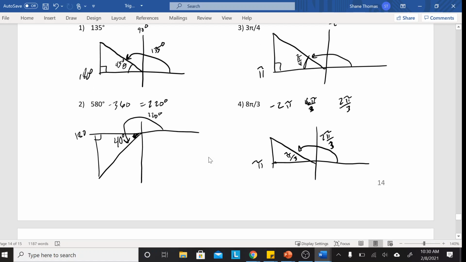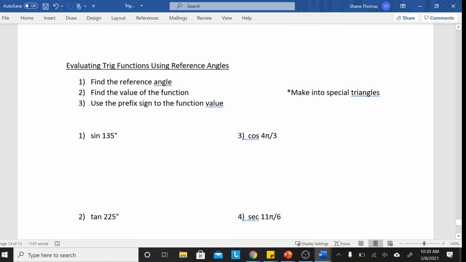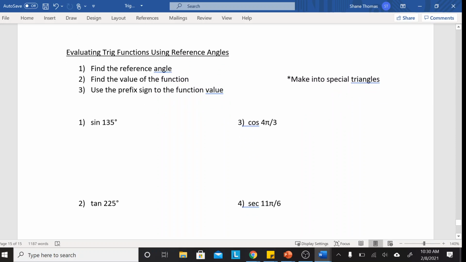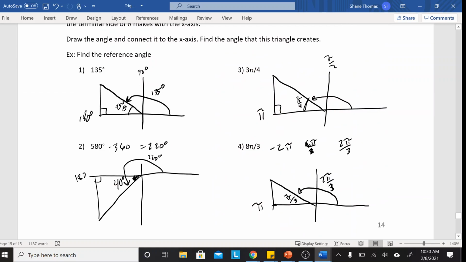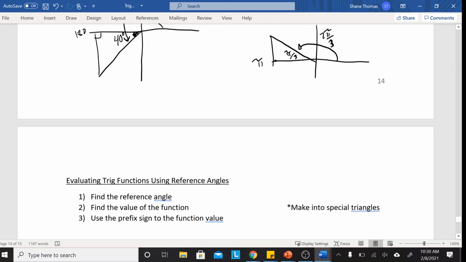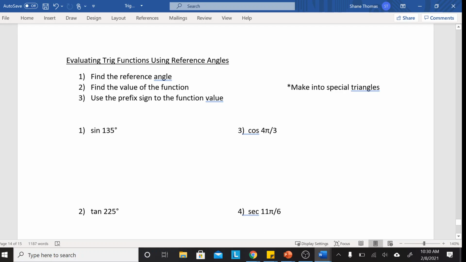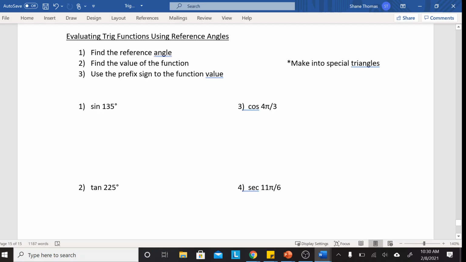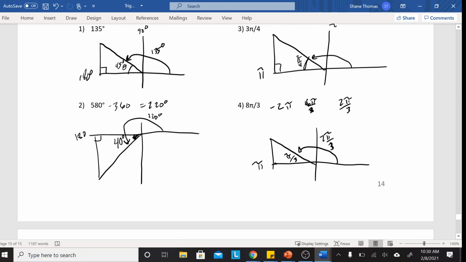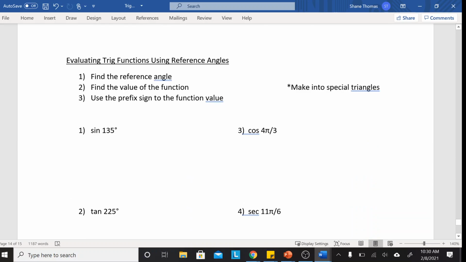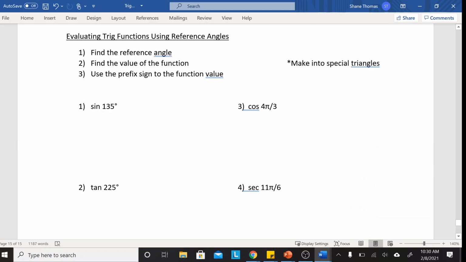Okay. Now, we are running out of time. We'll stop right there. That'll work. We'll finish this up Thursday. I'm sure there's going to be some confusion on this. It's a little bit different. It's a little bit tougher, and I understand that. So we'll stop right there. We'll pick up Thursday, hopefully in person, right here with evaluating the trig functions using the reference angles.